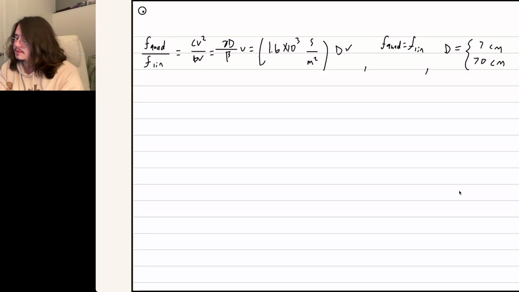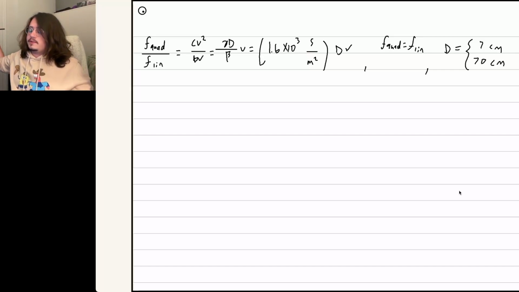All right, silly people, here's the situation. We're just looking at a baseball that is flying through the air, and we're discussing what its velocity would be if the quadratic air resistance was equal to the linear air resistance. We're doing that for a baseball of diameter 7 centimeters and one of 70 centimeters.